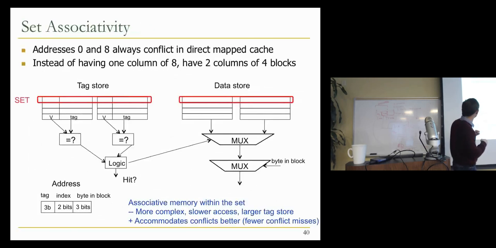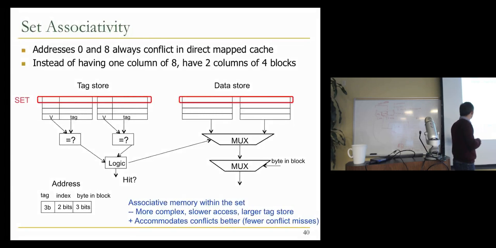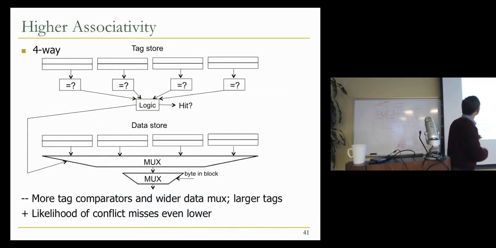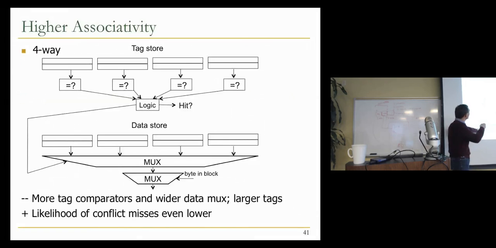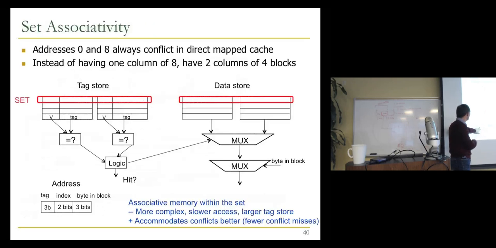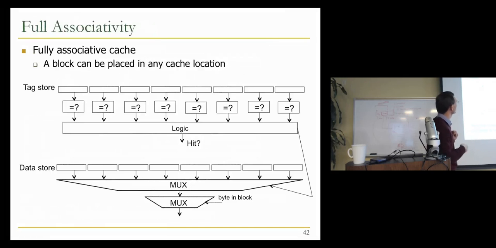I don't show the tags over here, but your tag bits become, in this case, 2 bits, right? Because your index bits is actually only 1 bit, 0 or 1. Is that true? I guess that's true, yes. Okay. Well, no, your tag becomes 4 bits. That's right, I did the other way around. Your index bits is only 1 bit over here, 0 or 1, and then your tag bit increases by 1. Okay. So note that the data mux is also getting larger, right? Because you're accessing the data store in parallel with the tag store.